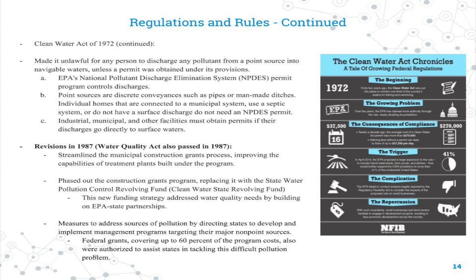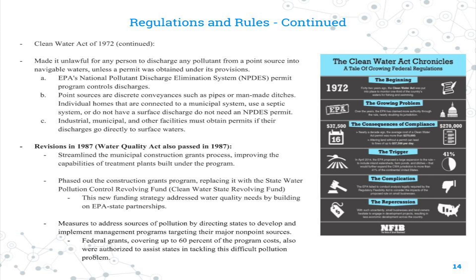Continuing with the Clean Water Act, it was established that it was unlawful for any person to discharge any pollutant from a point source into navigable waters unless a permit was obtained under its provisions. The EPA's National Pollutant Discharge Elimination System permit program controls discharges. Point sources are discrete conveyances such as pipes or man-made ditches.